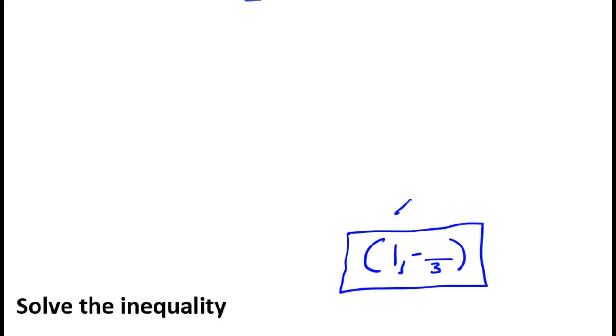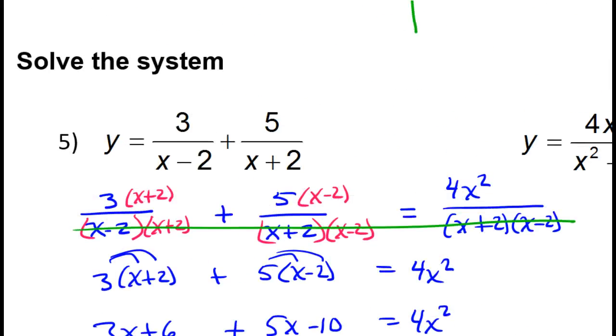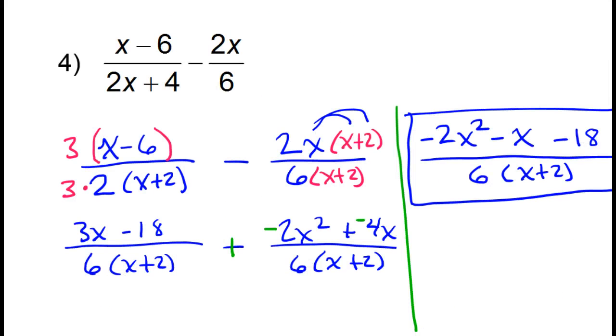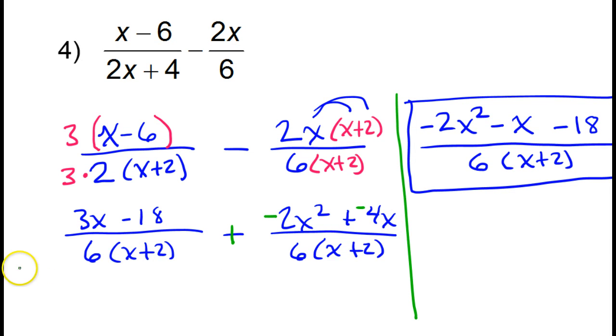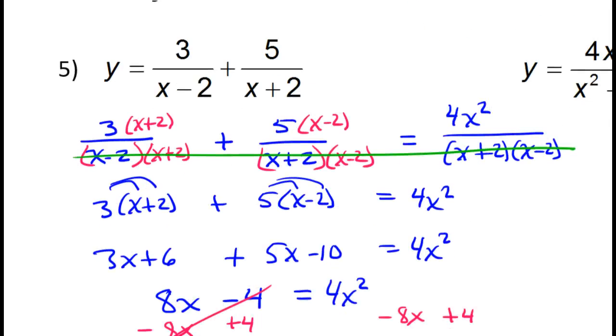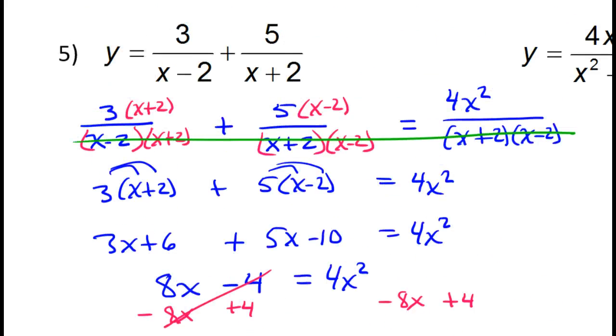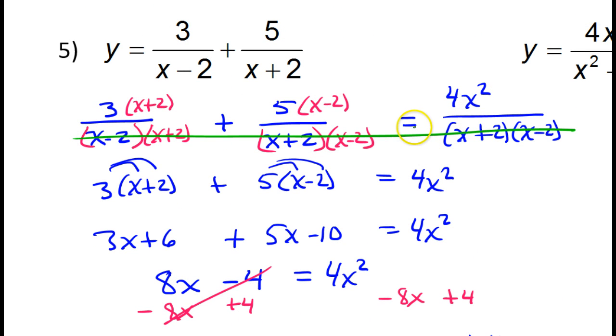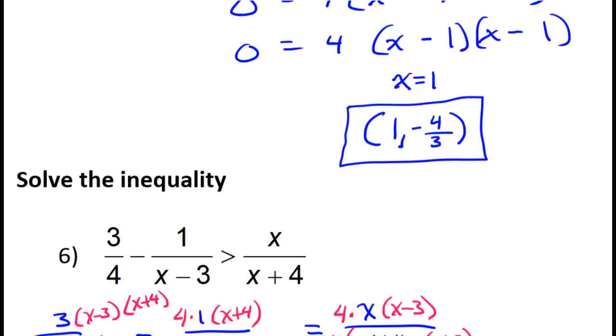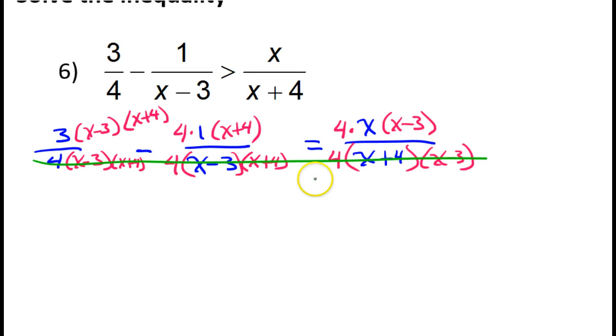By the way, notice when I did my subtraction problem a while ago, I did not cross out the denominators. That denominator is still there. I'm only crossing out the denominators when I'm dealing with an equation. Like here, I had an equal sign. I crossed out the denominators. Here, same thing. I've got this equal sign. I'm crossing out the denominators. So here's what I have at this point.